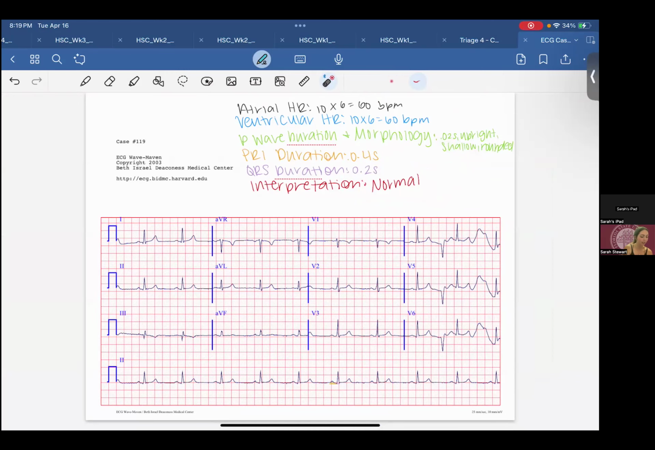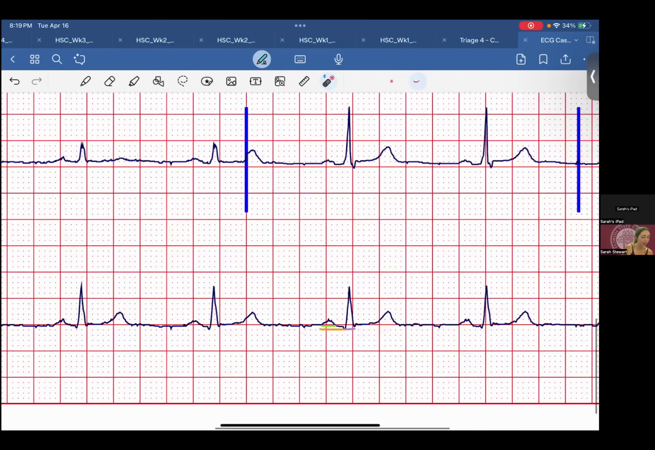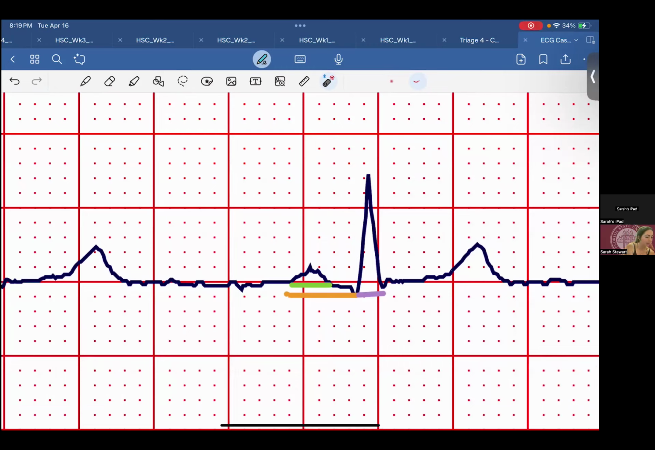For the PRI duration, I did the same thing. I drew a line right here. I decided that looked about 1 box. I moved it and it is about 1 box. So bring that back.